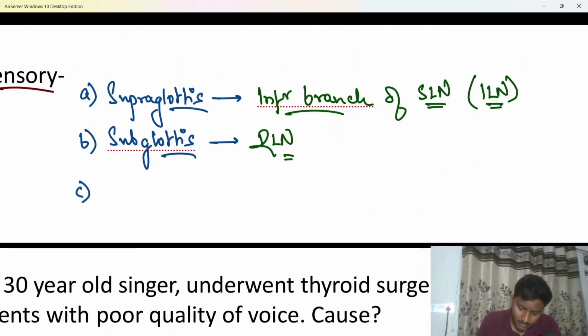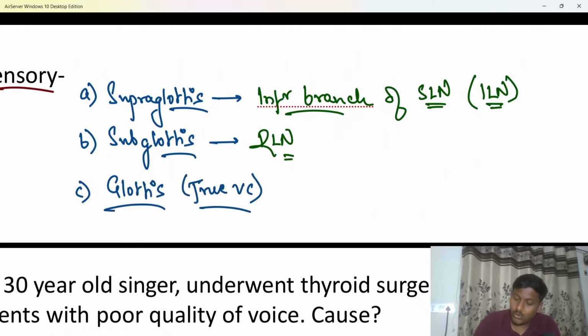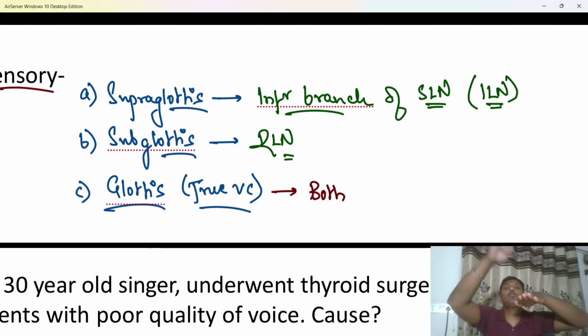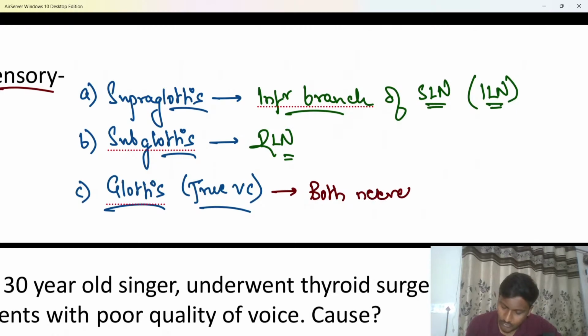The third part, the glottis, that is your true vocal cords. So the glottis or the true vocal cords will get the nerve supply from what? From both the nerves. Yes, the glottis or the true vocal cords, as they are in the center, will get supply from the upper nerve and the lower nerve also. So as they are in the center of the larynx, they will get sensory nerve supply from both the nerves.